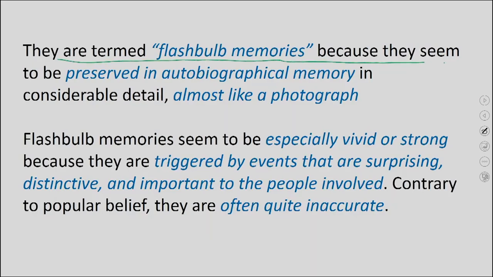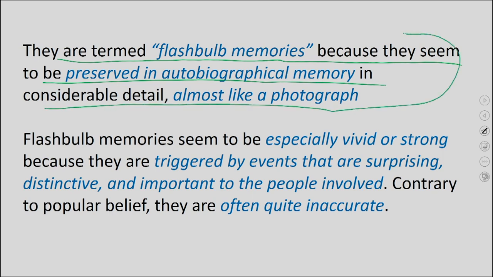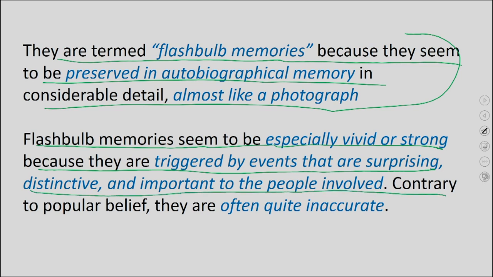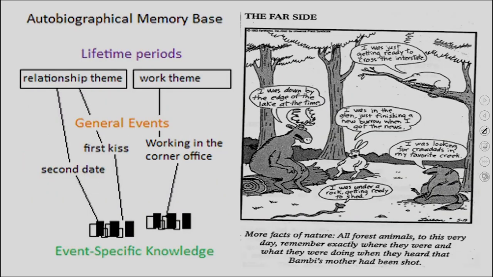They are termed flashbulb memories because they seem to be preserved in autobiographical memory in considerable detail, almost like a photograph. But this has been challenged. Flashbulb memories seem to be especially vivid or strong because they are triggered by events that are surprising, distinctive, and important to the people involved. Contrary to popular belief, they are often inaccurate.